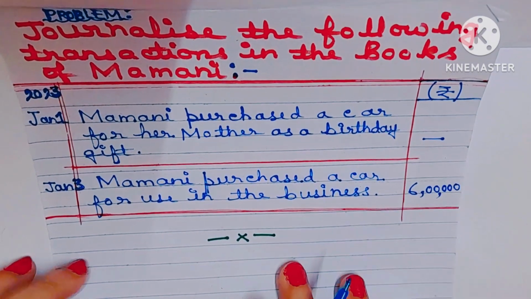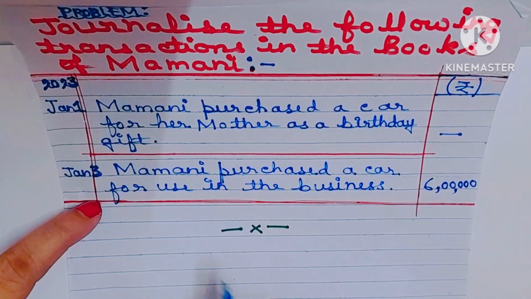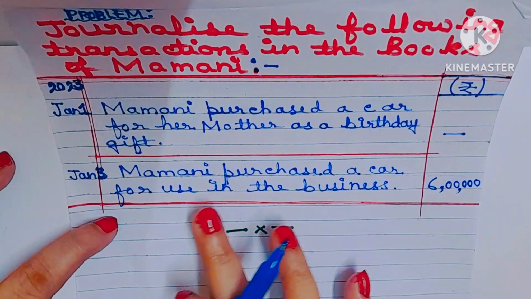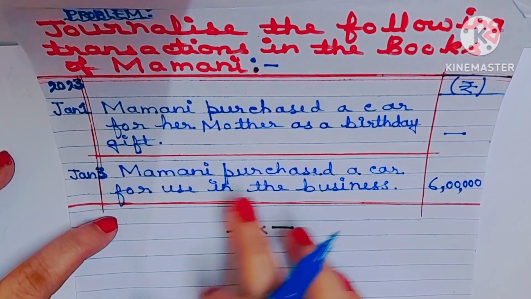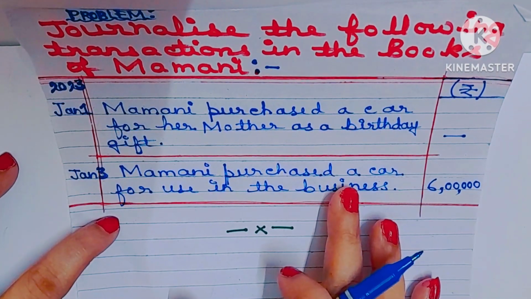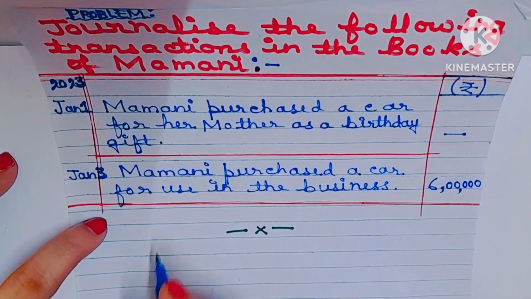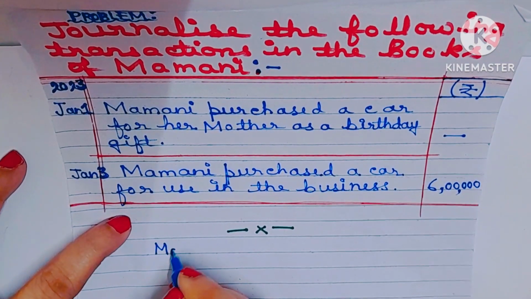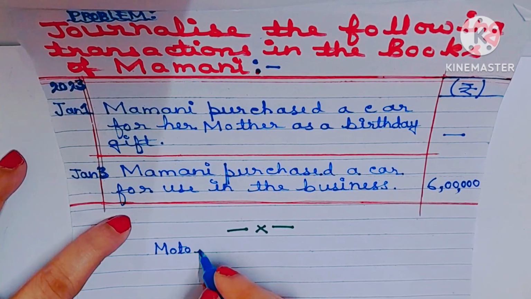Let me identify. First, let me do it in rough so that you can understand. So let's go through the transaction. Mamuni purchased a car. So one is car, but you cannot write car in accounts. We have to write motor car. Okay. So the first is motor car.